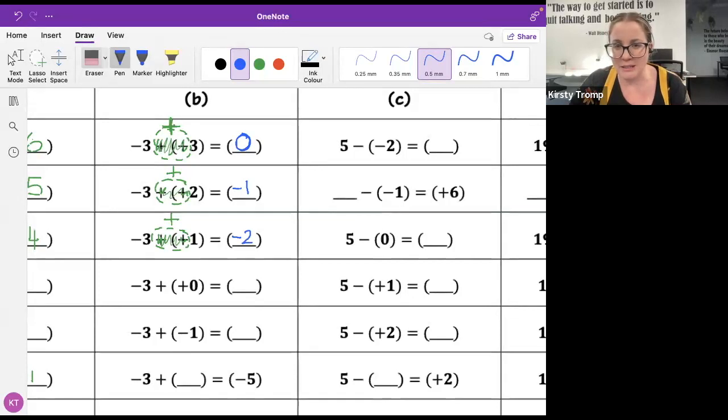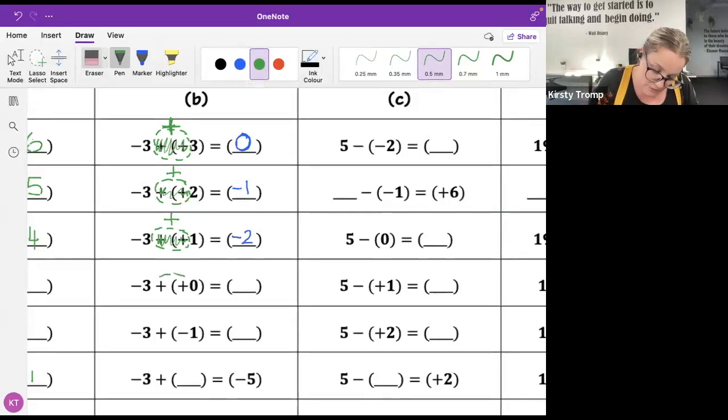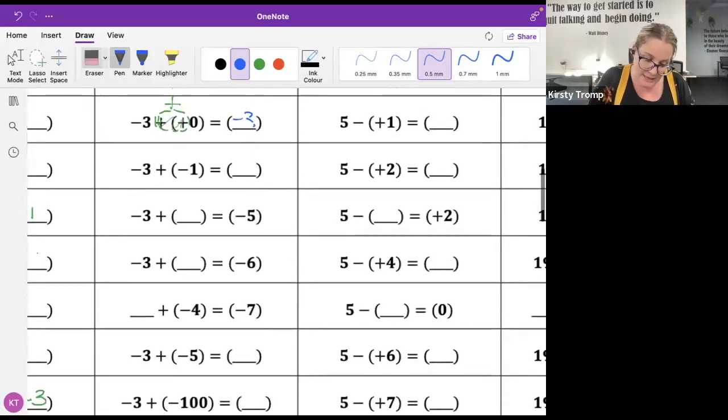All right. Let's have a look at the last one you had to do by yourself. I've got -3 plus 0. I draw my circle around them. I know they're going to cancel out. So -3 plus 0 is going to give me -3. All right. Moving to my next ones now.